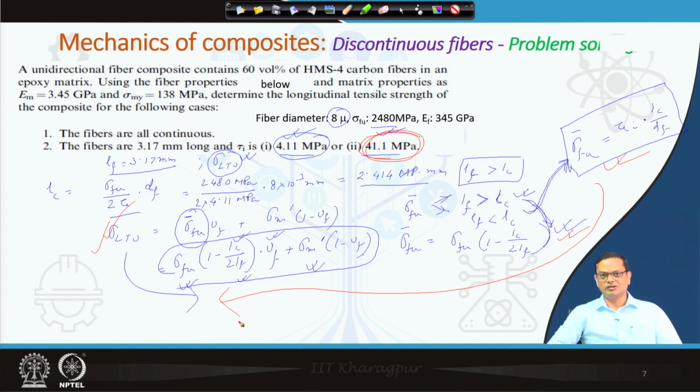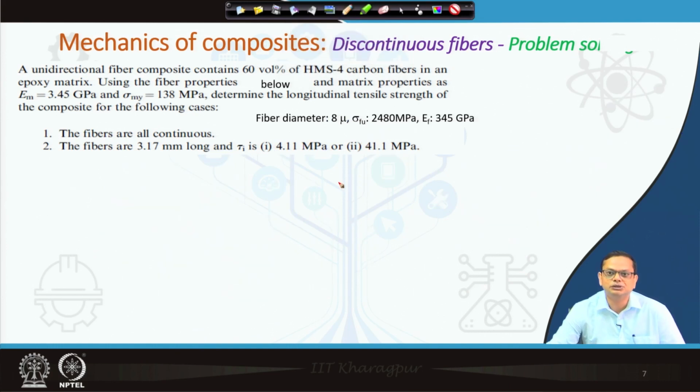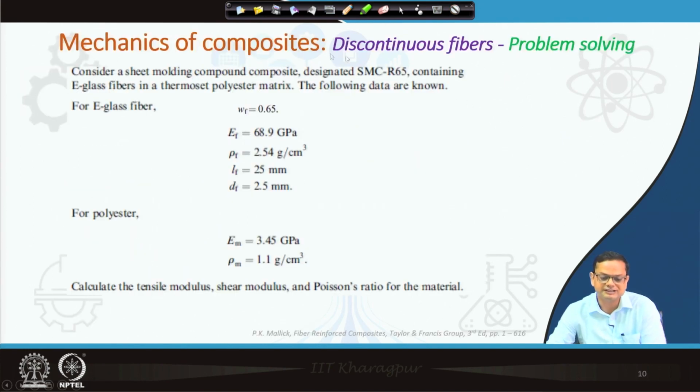All right. Let us move into one more problem, but in this case we will talk about random distribution. So far, this problem talks about fibers that are aligned. Here, short fibers, but it has not been mentioned here, but basically we have considered that the fibers are aligned. Let us go into a problem which is basically about random distribution. So, let us move on and I will quickly explain this problem.